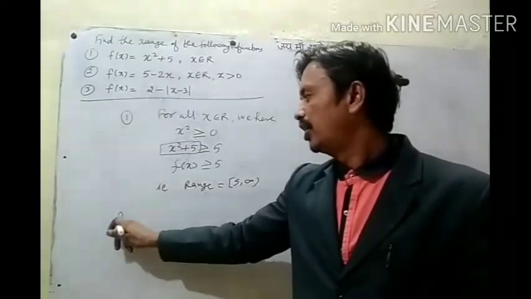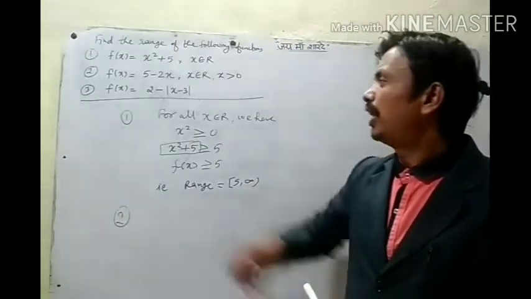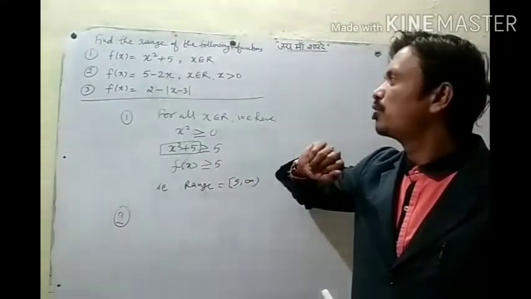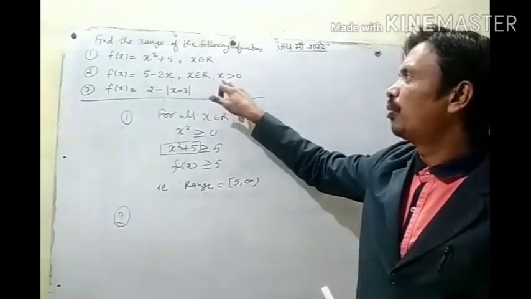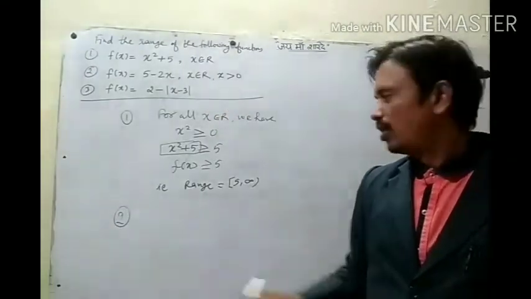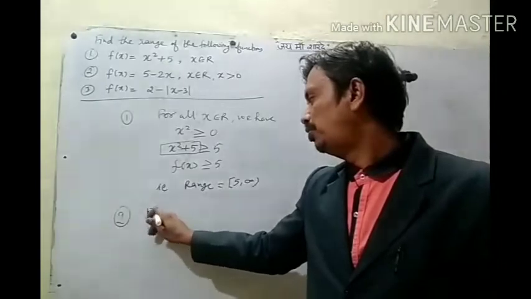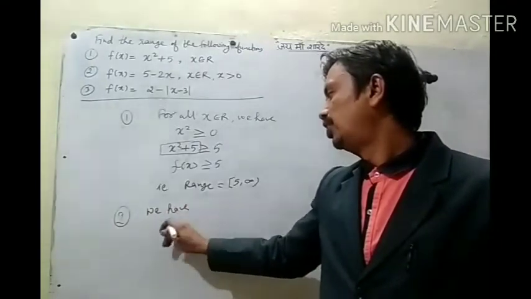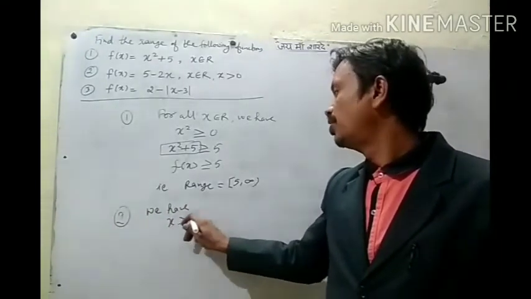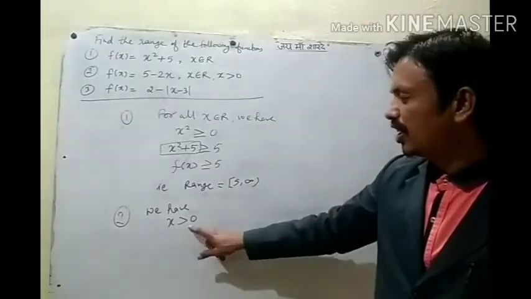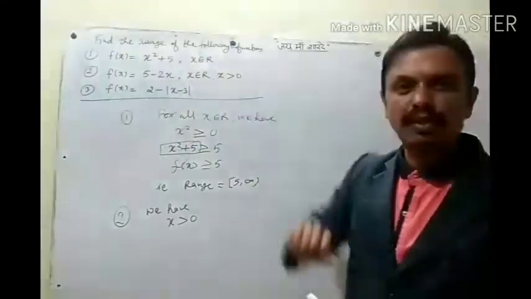Okay? Question second: 5 minus 2x. The range of 5 minus 2x, if x is a real number and x is more than 0. Let's see what we have. X is more than 0. Now from this condition, can we get 5 minus 2x?